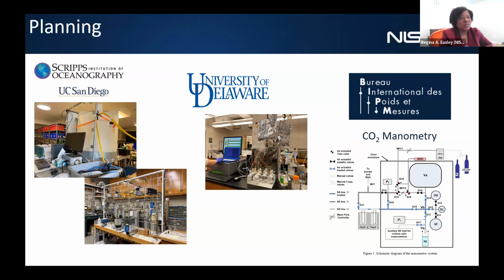And then in February of this year, we had a meeting with Stephen Meyer, who is a NIST staff member that actually helped to build the CO2 manometric system that is now housed at the International Bureau of Weights and Measures. And so we learned about this system. And in terms of the intricacies of this, what we realized is that we are a little bit concerned about the fact that this is made of stainless steel, because we know that carbon dioxide will absorb onto stainless steel.